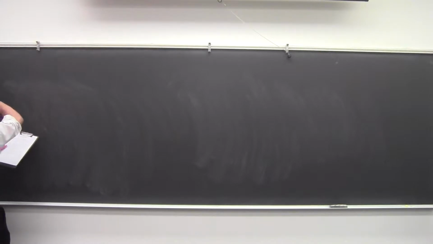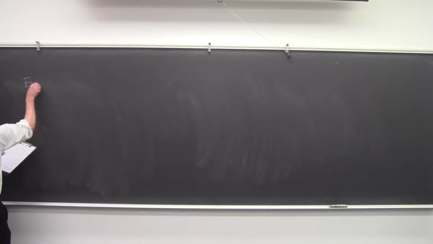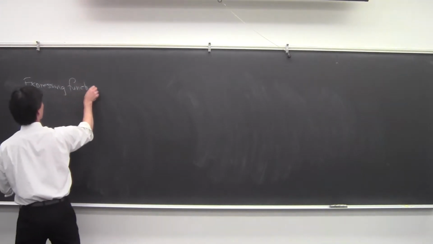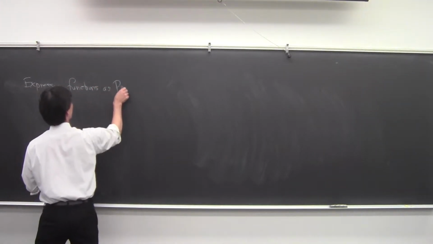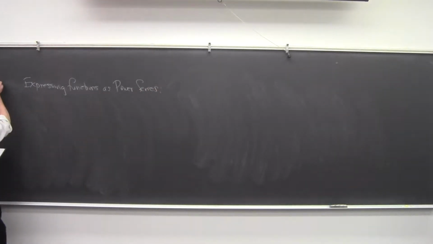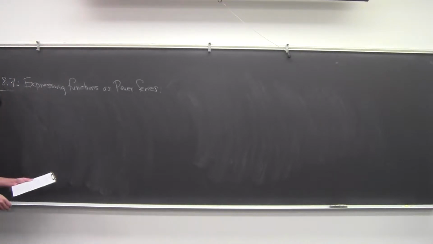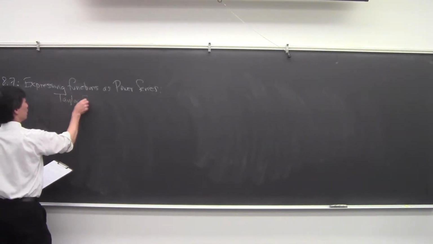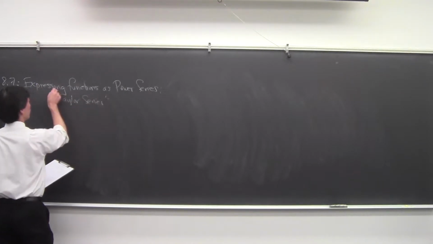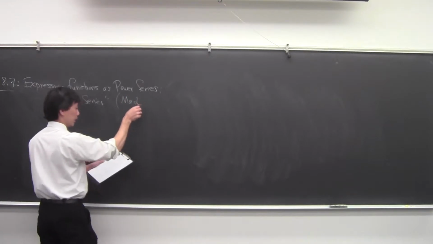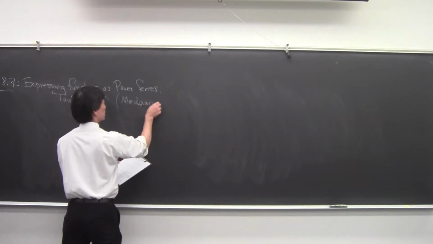Expressing functions as power series. Section 8.7. Expressing functions as power series, also called the theory of Taylor series, or also sometimes you see this term Maclaurin series.